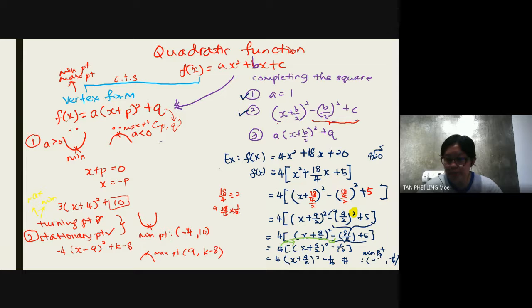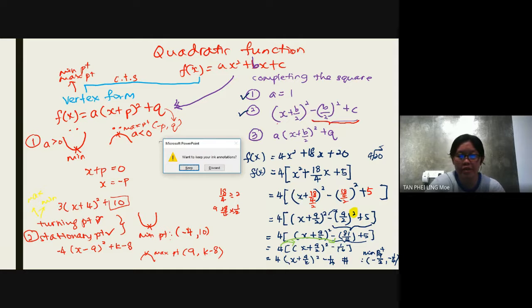Is that clear? Okay. So can I see hands if you can understand this part? Can you please raise your hand? Just a quick check.